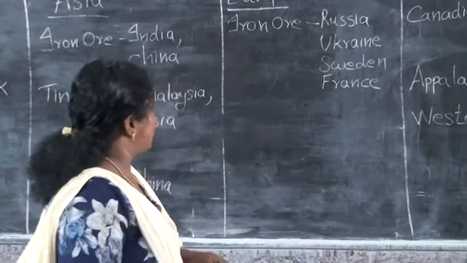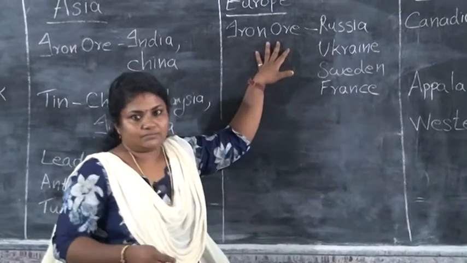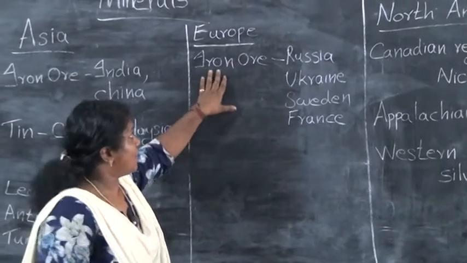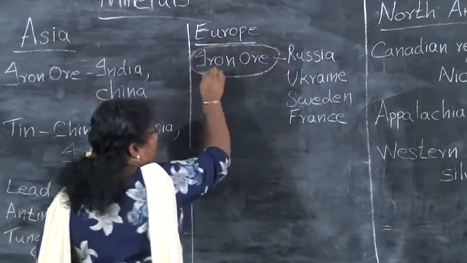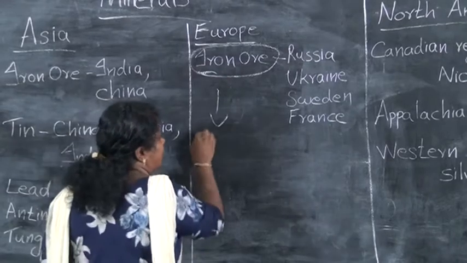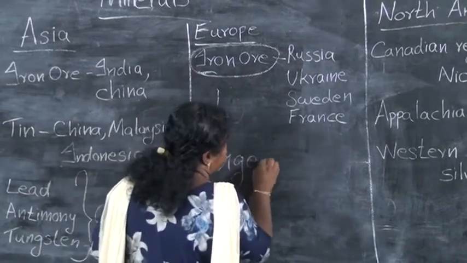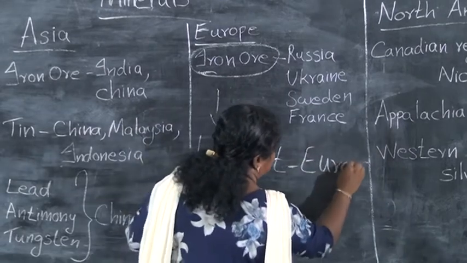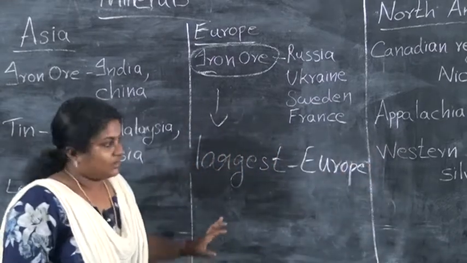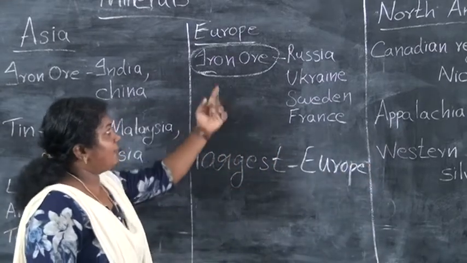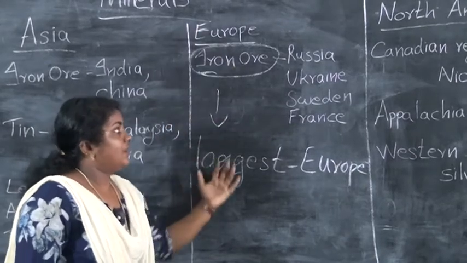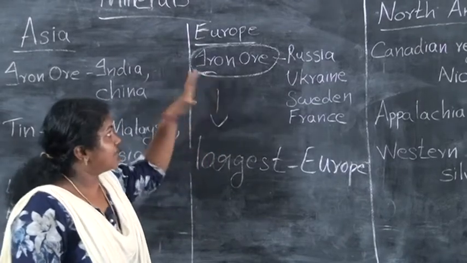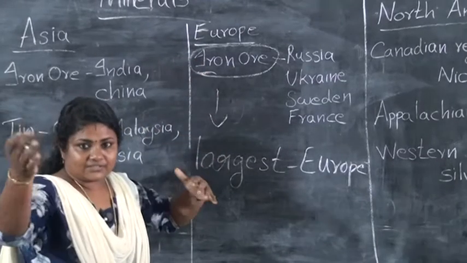Okay, and next we can move to Europe. Europe is the largest producer of iron ore. The largest deposits of iron ore are in Europe. This may come as a question: which continent is the largest producer of iron ore?